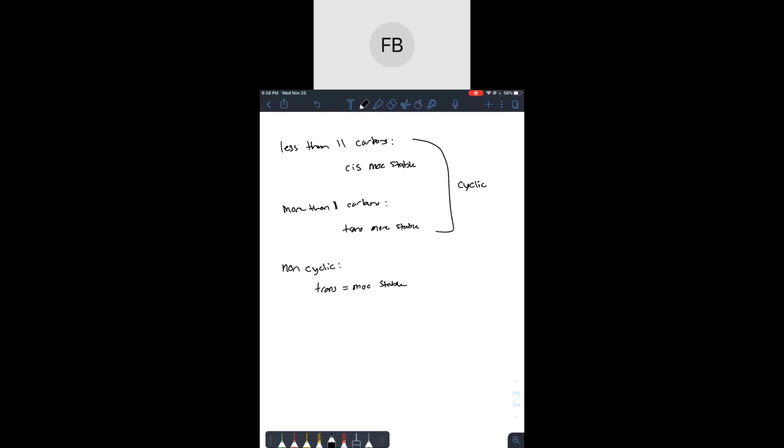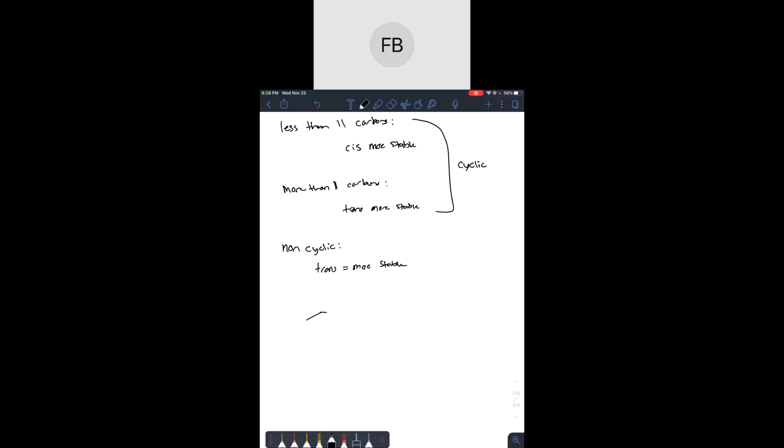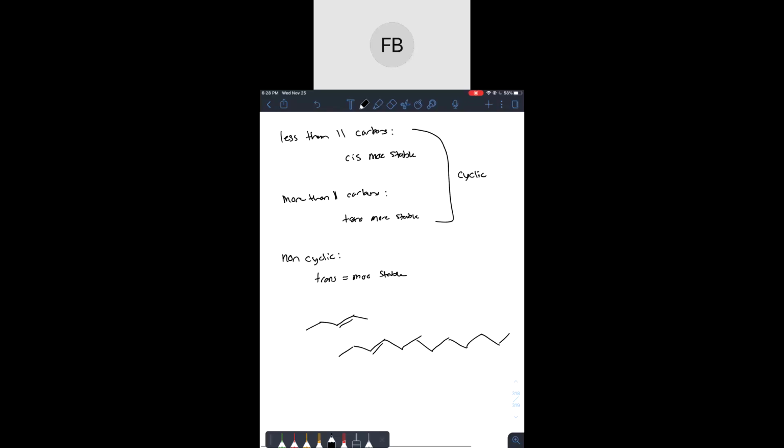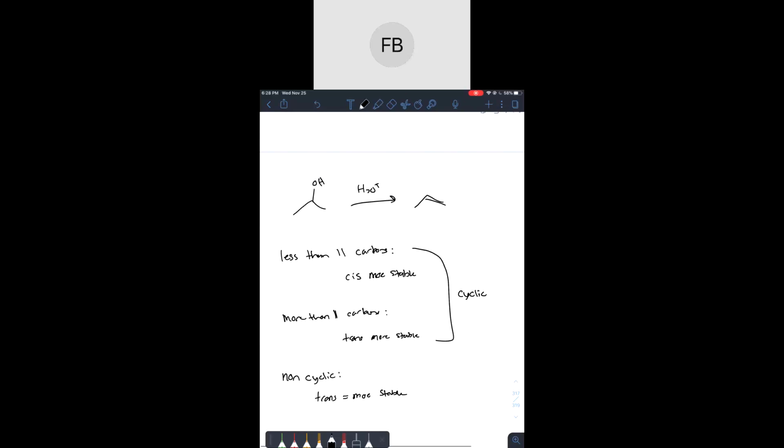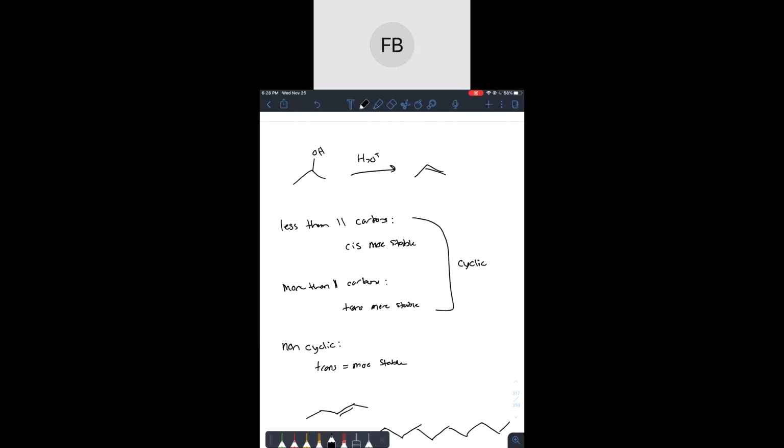Okay. So again, if we had a long example, it doesn't really matter whether it has 4 or 5 carbons or whether it has 38 carbons or whatever. Trans is always more stable. But for cyclic, you have a difference of less than 11 carbons and more than 11 carbons. So you just have to count them and make sure. In example E, 11E from the practice exam, we have 6, 7, 8, 9, 10. We have 10 carbons. So that's less than 11. So cis is more stable. If it was more than 11, trans is more stable. All right.